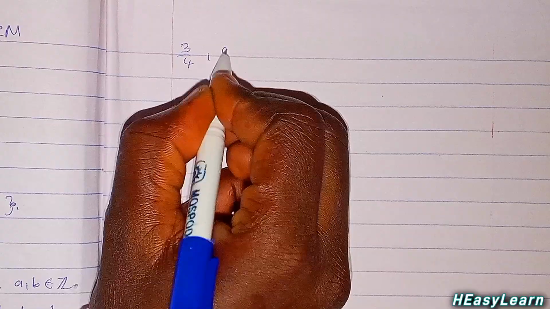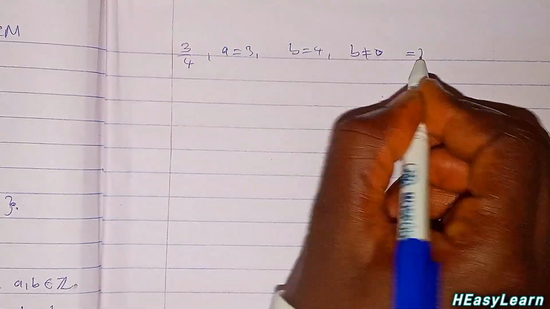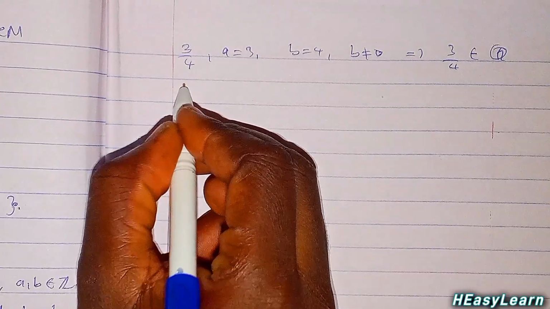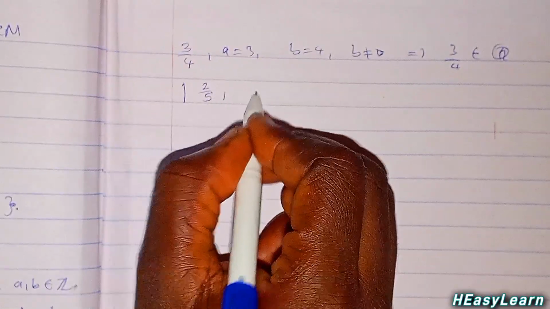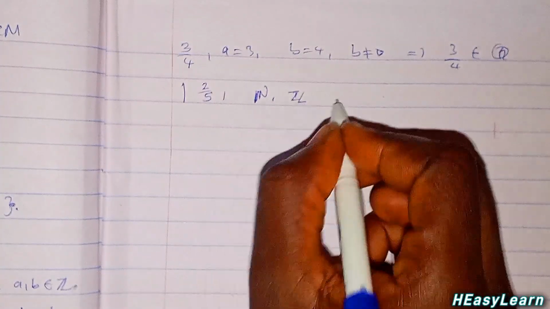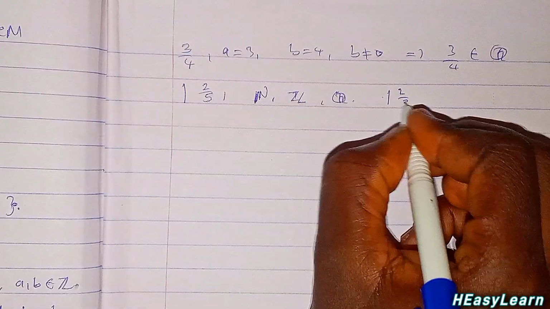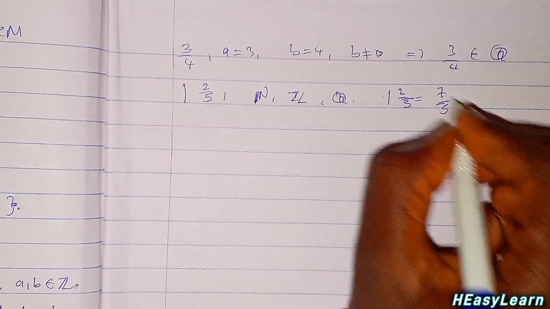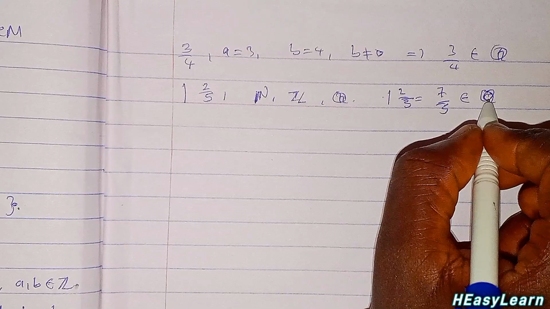Given 3/4, a equals 3 and b equals 4, b is not equal to 0. This implies that 3 over 4 belongs to the set of rational numbers. Take one whole number 2 over 5. Is this number a rational number or an integer? Is this a natural number, or a set of integers, or a set of rational numbers? Of course, one whole number 2 over 5 can be rewritten as 7 over 5, for which a equals 7 and b equals 5. b is not equal to 0. This belongs to the set of rational numbers.